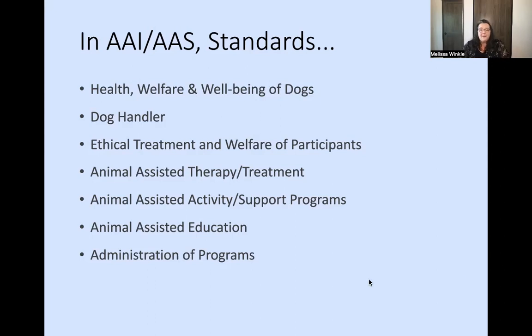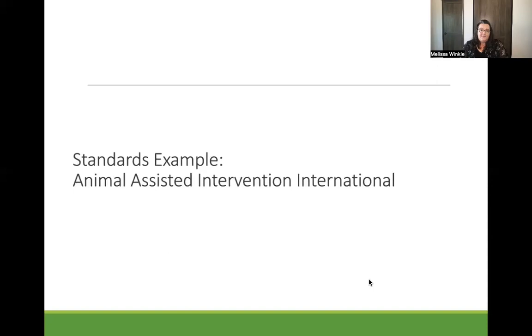So today we're going to take a look at some standards examples. I have chosen Animal Assisted Intervention International because I helped write those and I'm very familiar with them. And so I'm not telling you not to go and look at any of the other organizations. There are many friendly organizations in animal assisted interventions or animal assisted services, and a lot of us play well with each other.